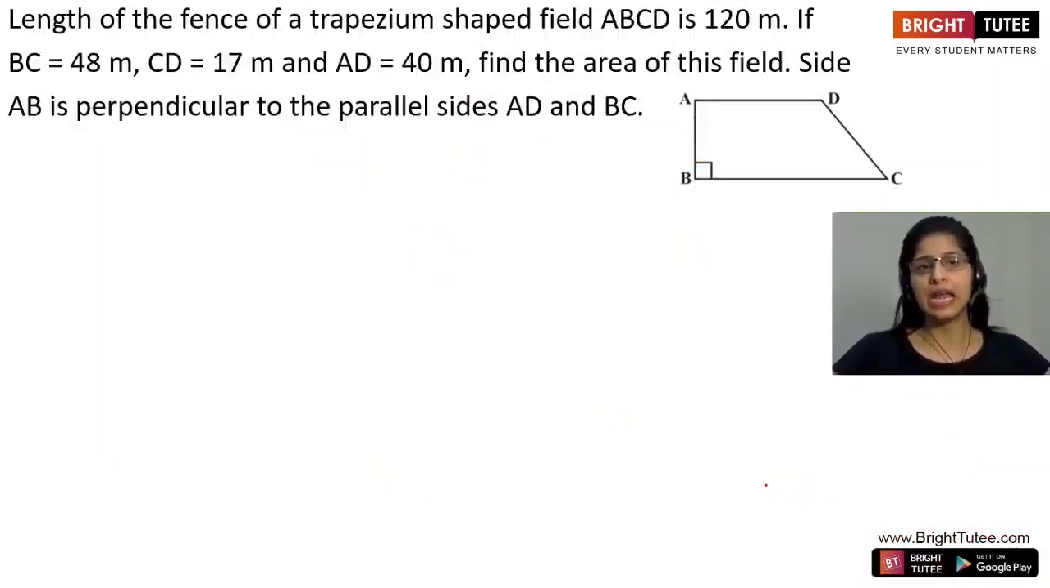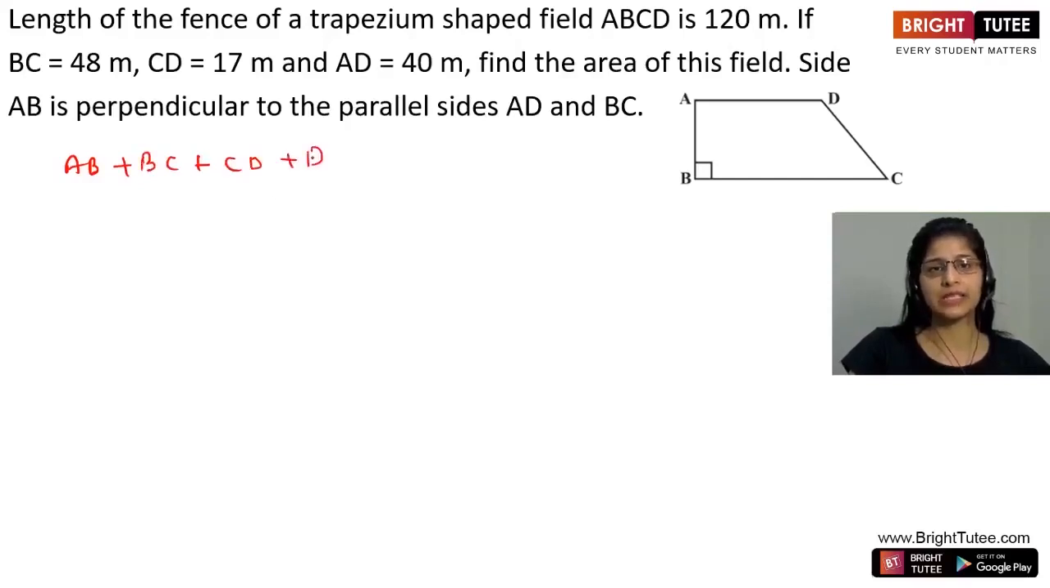Okay. Here is another question. It says the length of the fence of a trapezium shaped field ABCD is 120 meter. That means we are given the sum of the four sides. Length of fence means the boundary. So we are given AB plus BC plus CD plus DA, and that is given as 120 meter. Now we know BC, we know CD, we know AD.